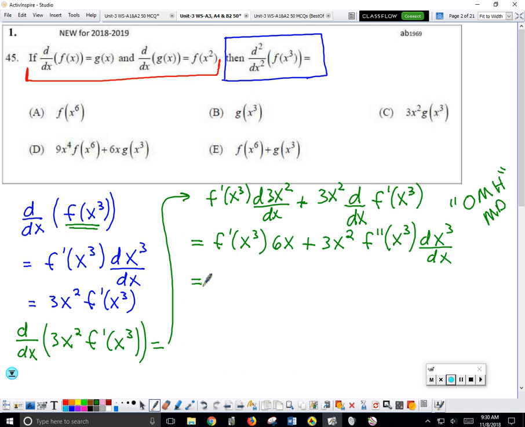So this becomes 6x f prime of x cubed plus 3x squared f double prime of x cubed. This becomes 3x squared. Next line would look like this.